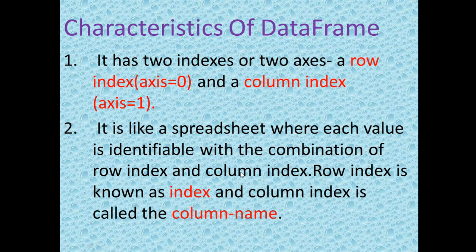All the individual values of the data frame will be identified by the combination of row index and column index. So both row and column are used to access that individual value of the data frame. The row index is known simply as the index and the column index is called the column name. This is the technical term used for the data frame. When only the index is written, it means a row, and when the column name is specified, it means a column index.